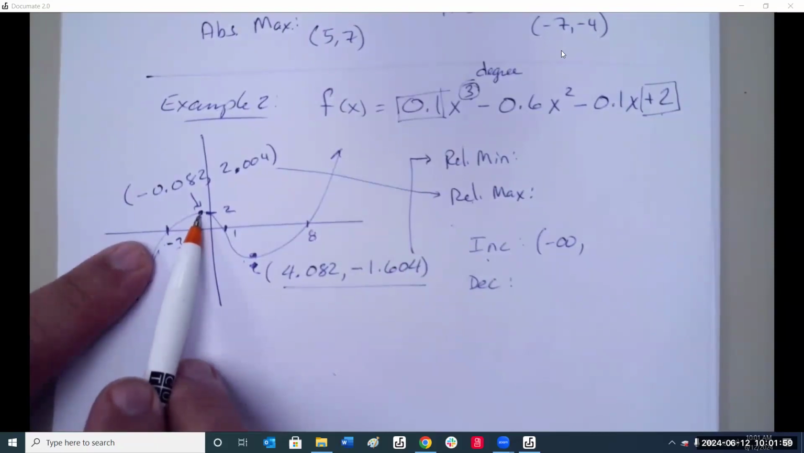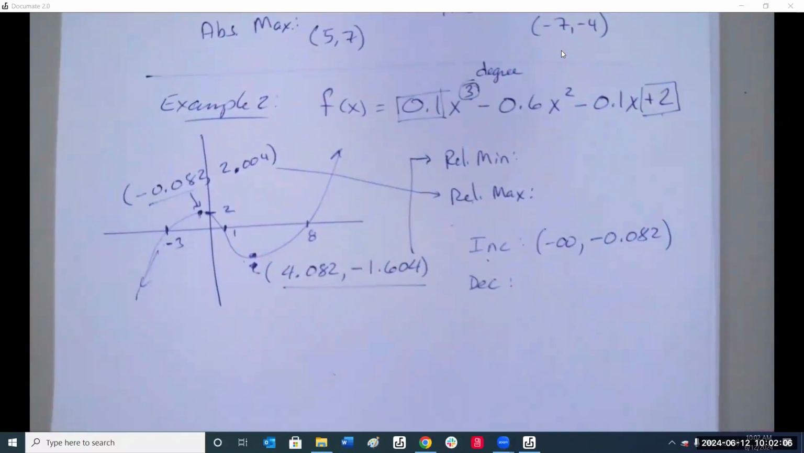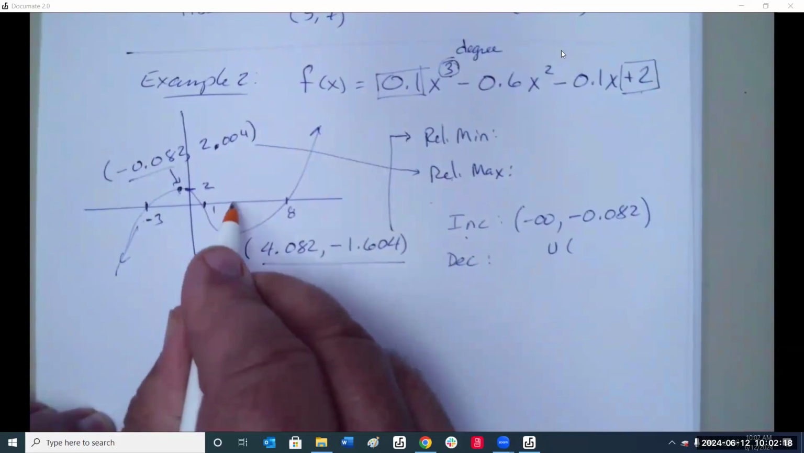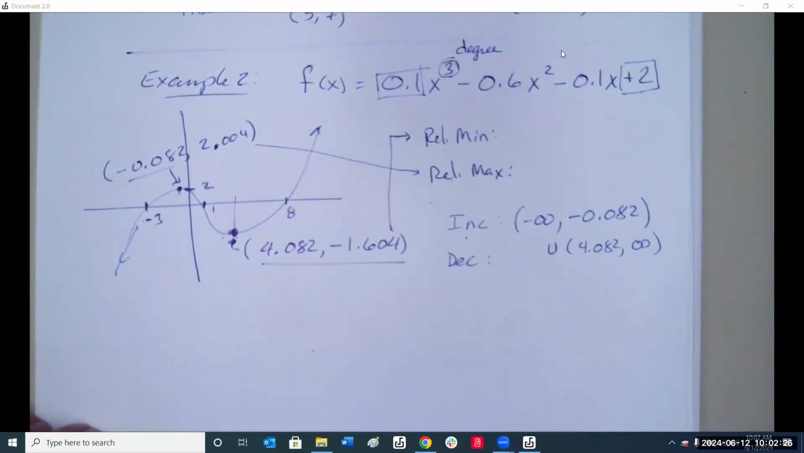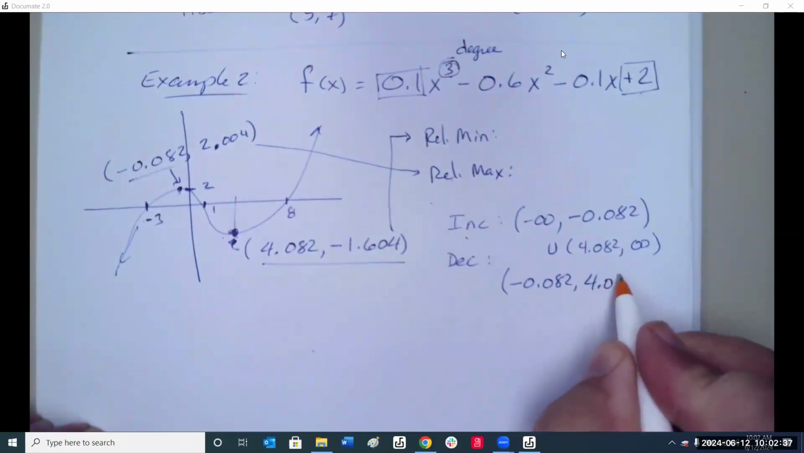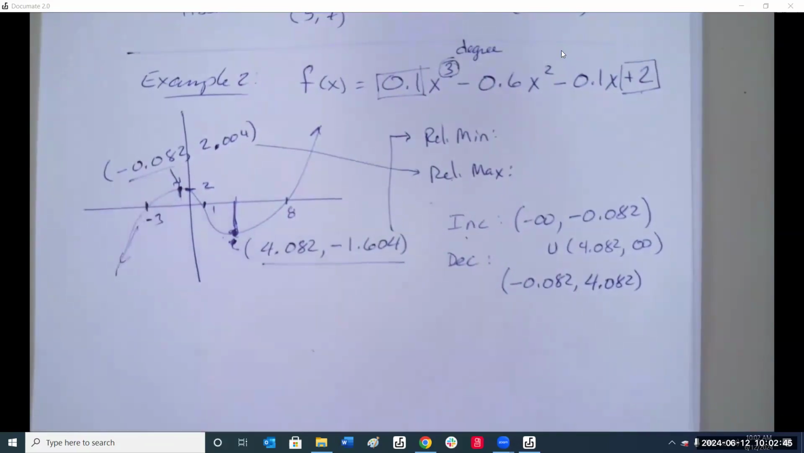What's the x value of that point? Negative 0.082. That's where it's increasing. Is it increasing anywhere else? Yeah, from this point, 4.082, to positive infinity. And it's decreasing from this point to that point, from negative 0.082 to 4.082. There's no horizontal line anywhere.